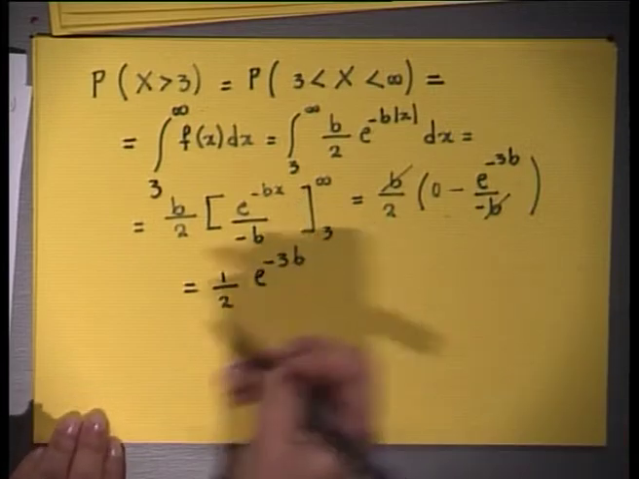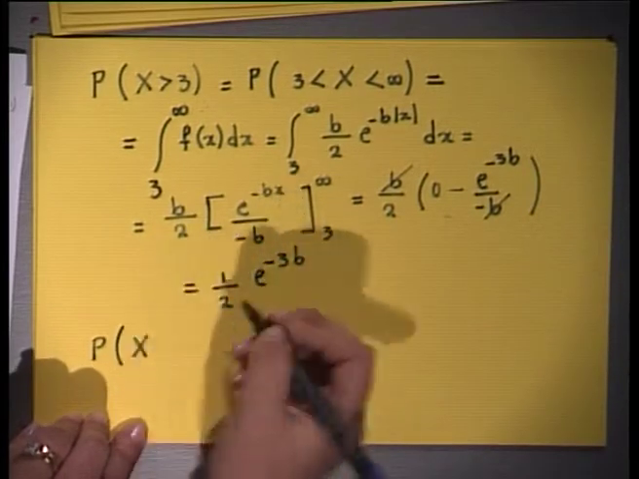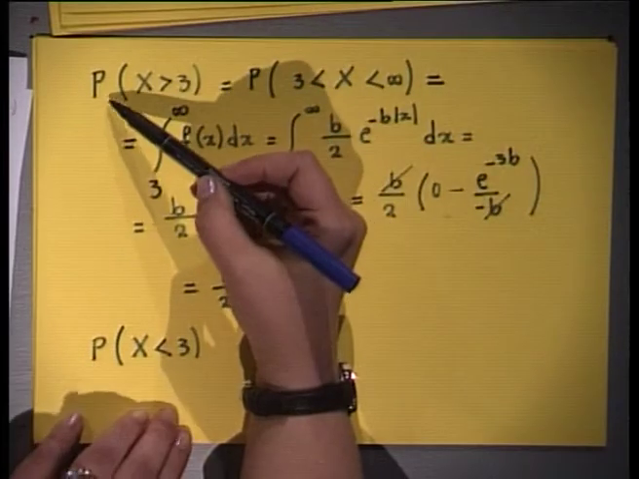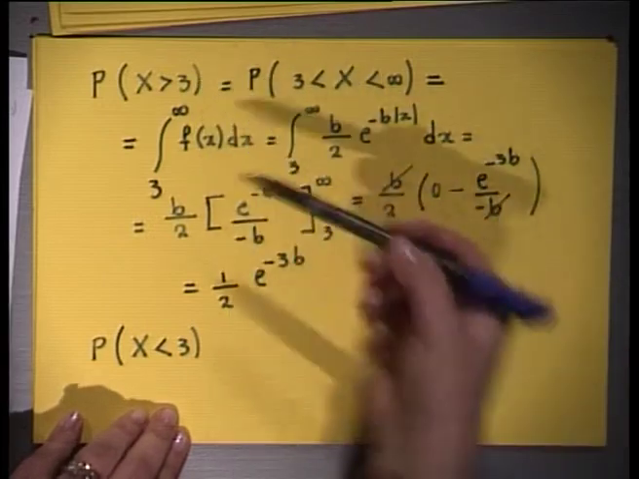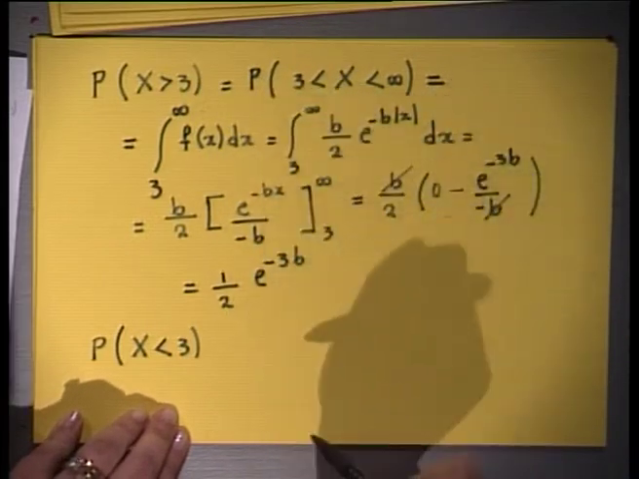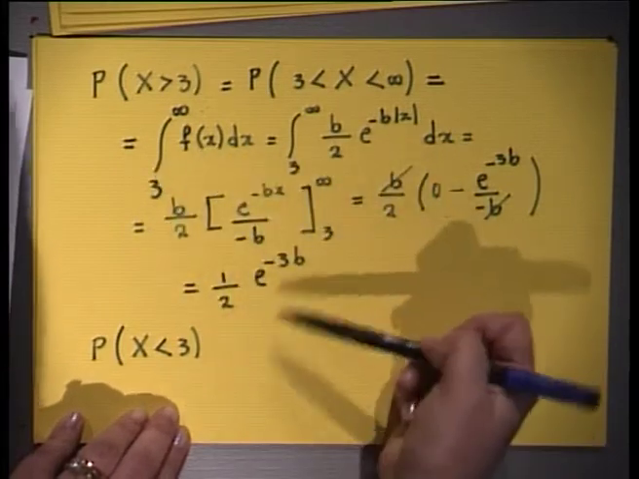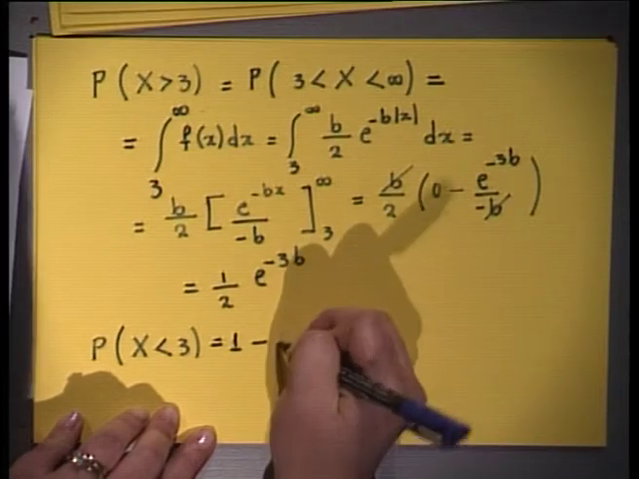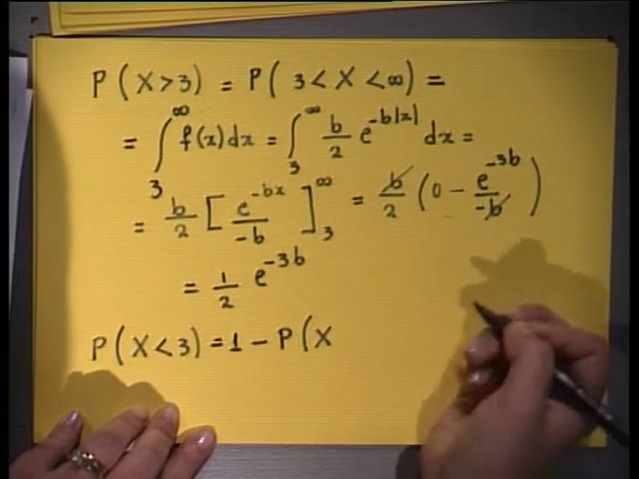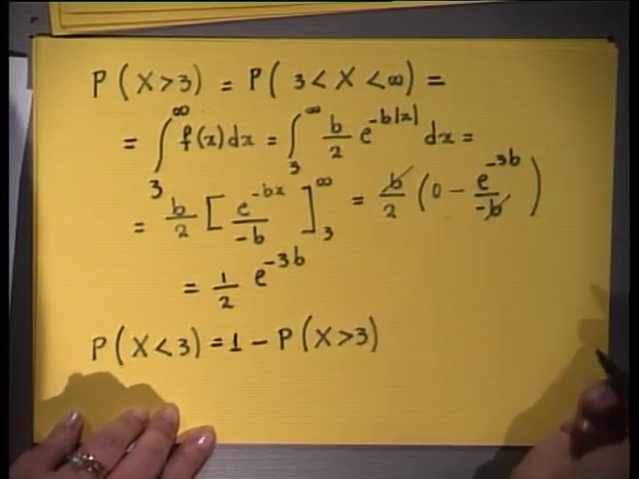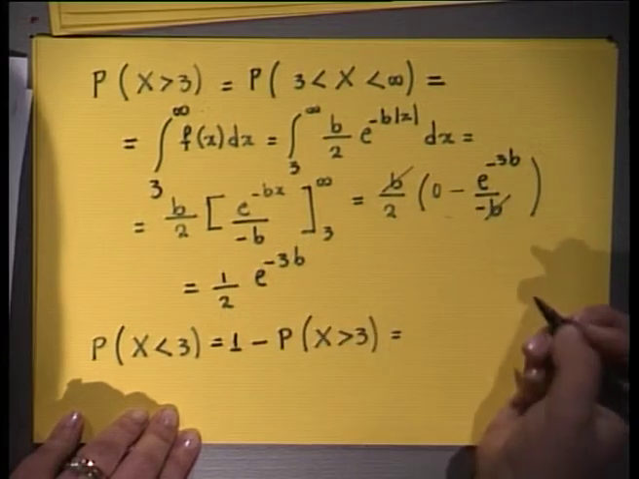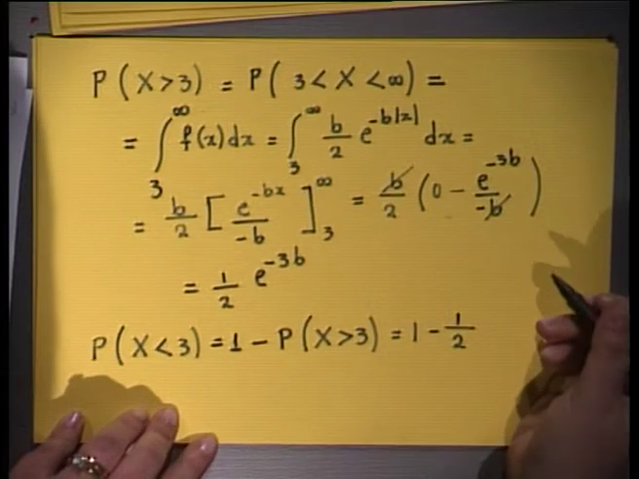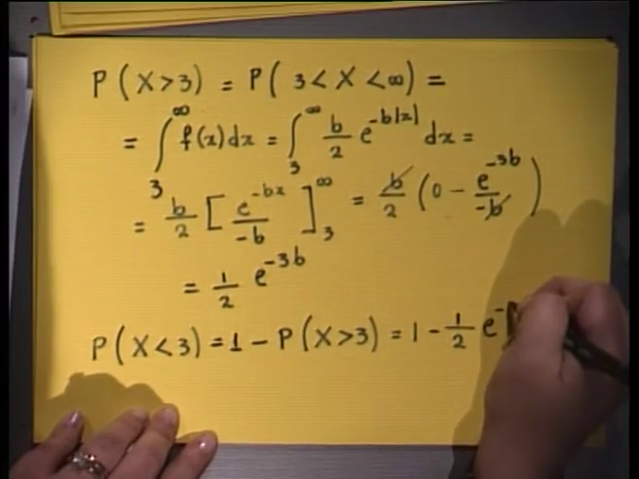If we're interested to find the probability that x is less than 3, if we know the probability of x greater than 3, there is no point in doing the same work and calculating the integrals, as this we know will be equal to 1 minus the probability of x greater than 3. So this actually will be 1 minus 1 over 2 e to the minus 3b.